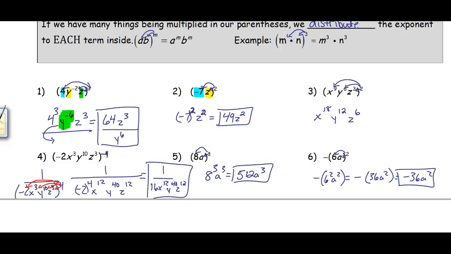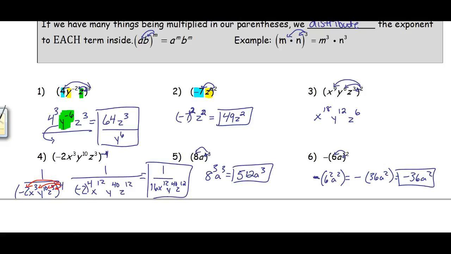All right, so number 5, nothing too difficult there. You just distribute it. It's pretty self-explanatory. Number 6 is similar, except you have the negative out front. So after you're done simplifying, you have to then distribute that negative 1 out front to everything, and you end up getting negative 36a squared.